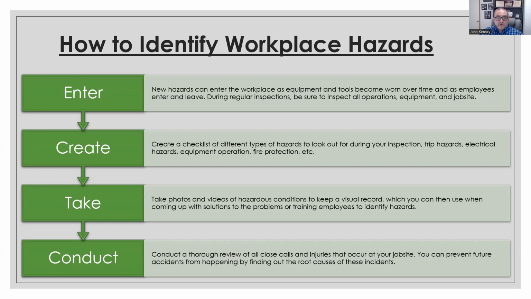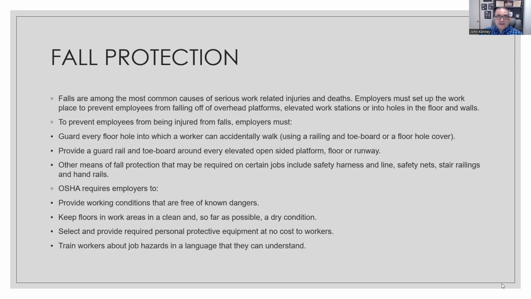Conduct a thorough review of all close calls and injuries that occur at your job site. You can prevent future accidents from happening by finding out the root cause. So if there is a near miss, or if there's something that happened, or possibility that something could have happened but it was avoided, it's a great time for retraining. You want to revisit this, talk about it, and not just with the crew that it happened to, but get it out to the entire company so that can be avoided in the future. Lessons learned are so important.